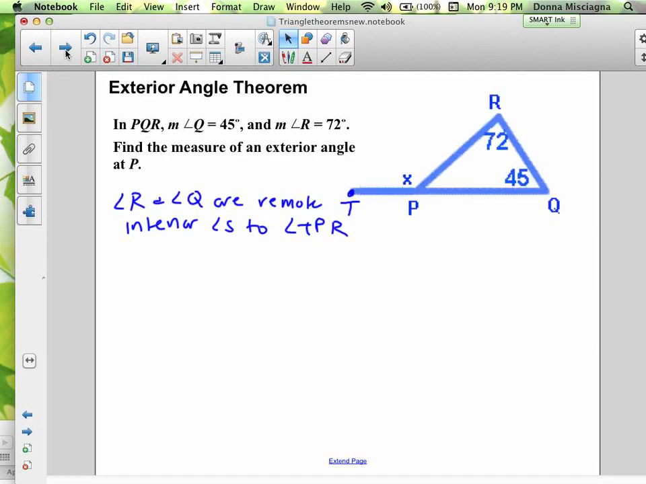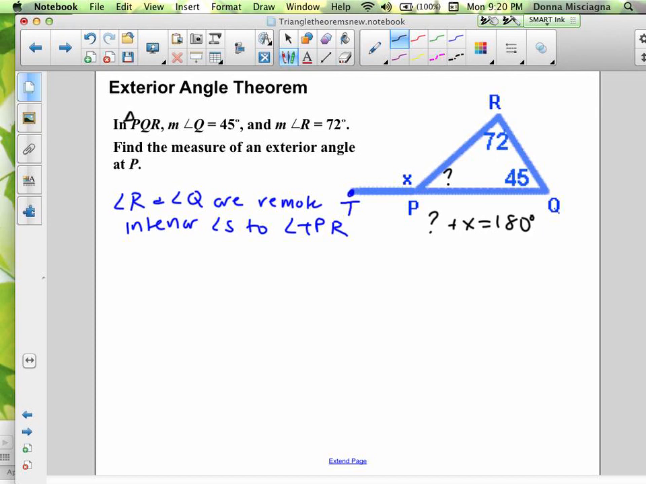This one's in your notes. We're given triangle PQR. Don't know what happened to the little triangle symbol, but here we go. Measure of angle Q is 45 degrees. We can see that in the diagram. Measure of angle R is 72 degrees. You can see it in the diagram. We want to find the measure of angle P. Now we could do it the hard way that we've been doing it, find this angle, realize that this angle and this angle add to 180, and then subtract the question mark from 180 to get our angle. Or we could do it the easy way.